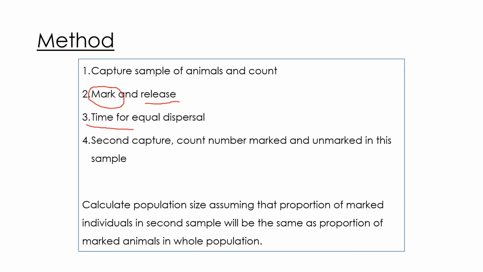Then we would have to talk about doing our second capture. So we can take a second capture of our ladybirds using the same methodology. It'd still be random, and we would still use the same way in which we capture them. This time we're going to count all the marked individuals and the unmarked individuals in the sample.